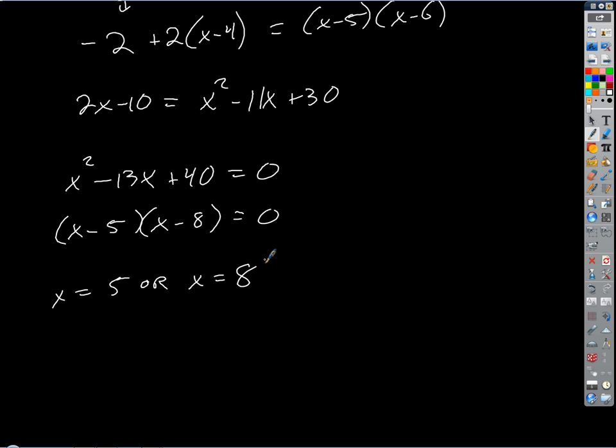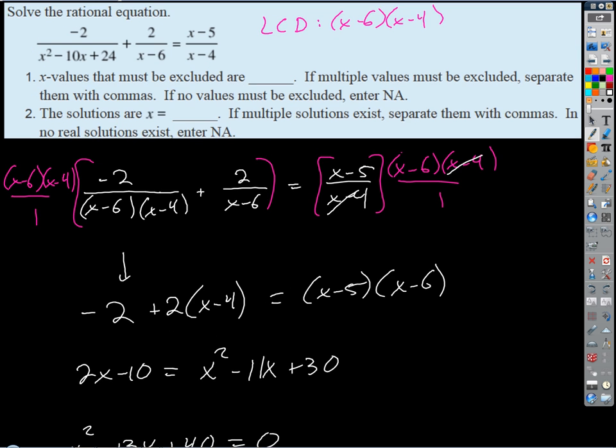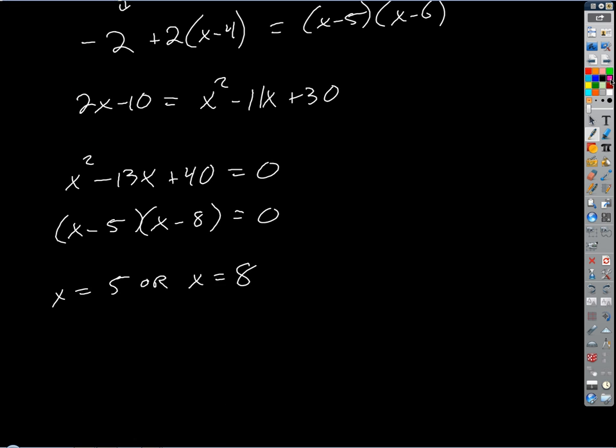Are we done? Maybe, but we don't know, right? We have to check something. What did we not do? We'll have to go back and do it. Yeah, we've got to look for excluded values. Well, what are the excluded values? 6 and 4. Okay, so if those are our excluded values, then we're okay. Those solutions are both legitimate then, aren't they?